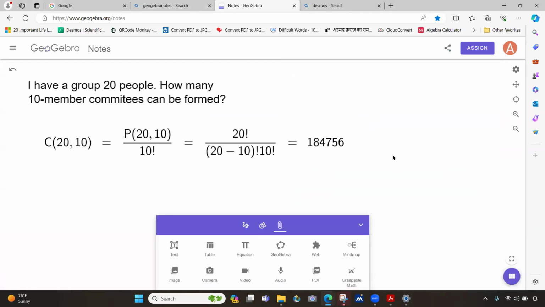Once again, to summarize, permutation is where order matters. In combination, order doesn't matter. Okay, so this is a basic introduction to combination.